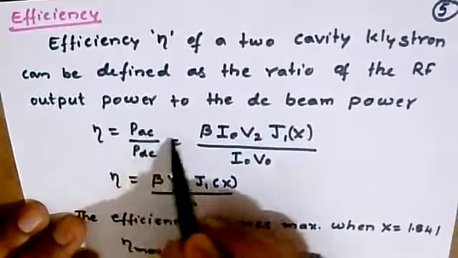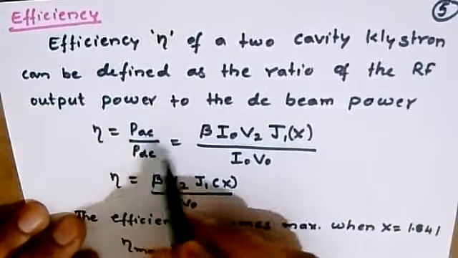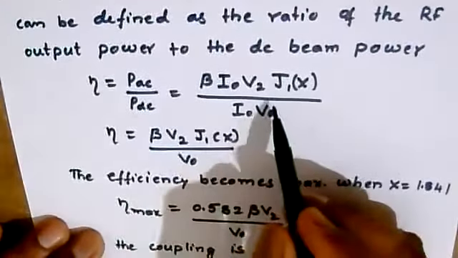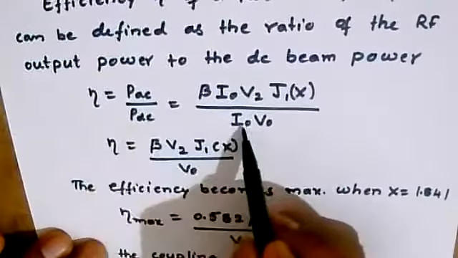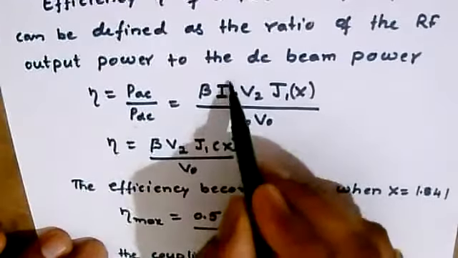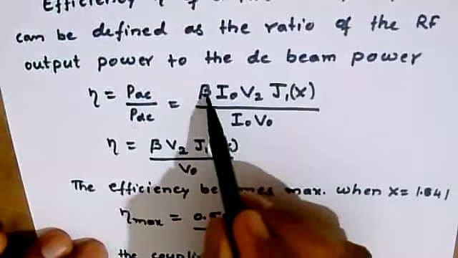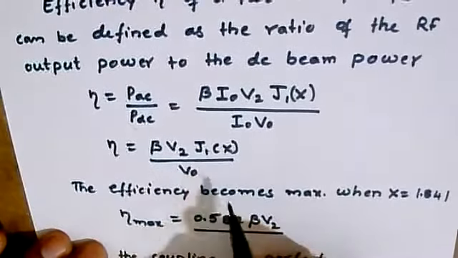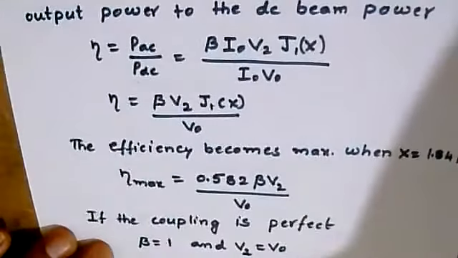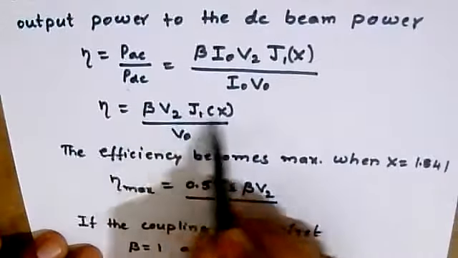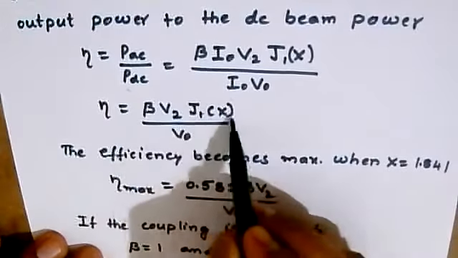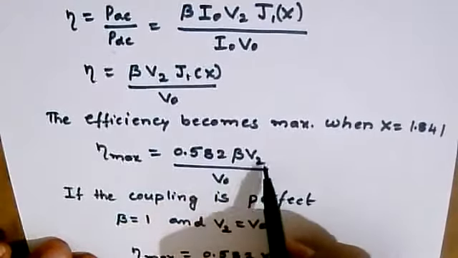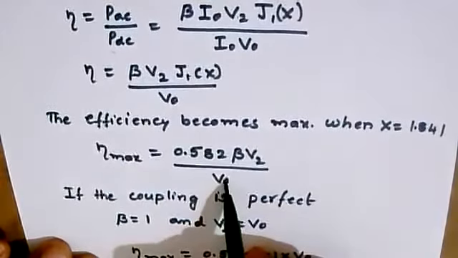Just now we have derived that the output power is equal to beta I naught V2 J1 of X, where the DC power is nothing but I naught and V naught. The I naught and I naught will cancel out. The left out term will be beta V2 J1 of X by V naught. Now substituting J1 of X as 0.582, we get 0.582 beta V2, with V naught as it is.